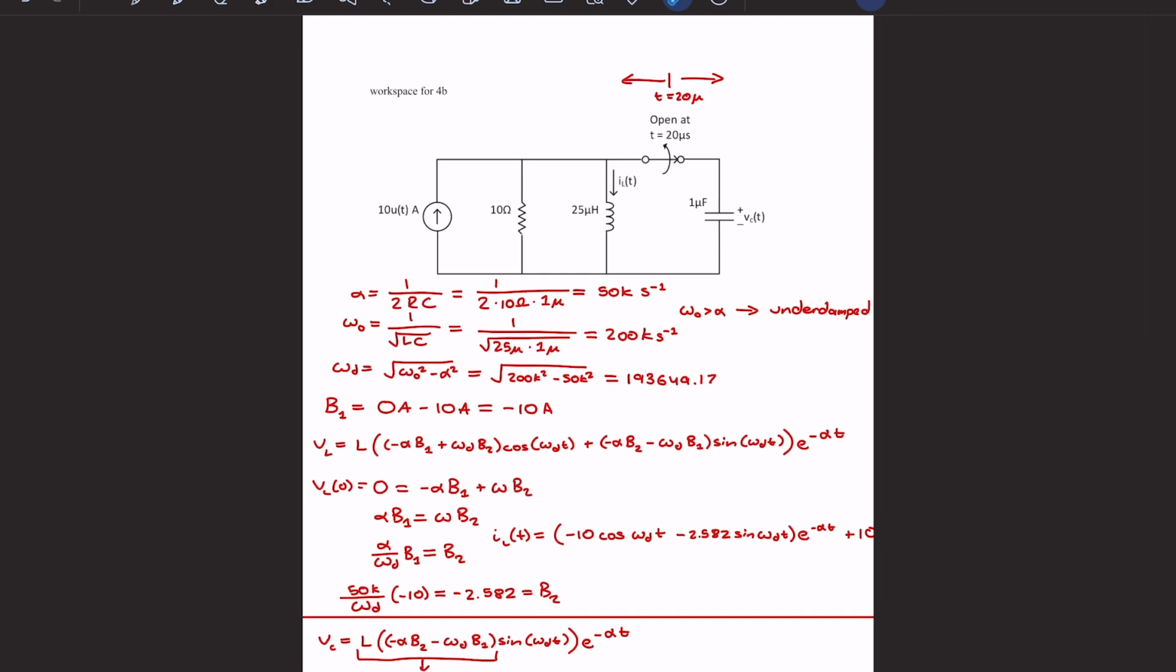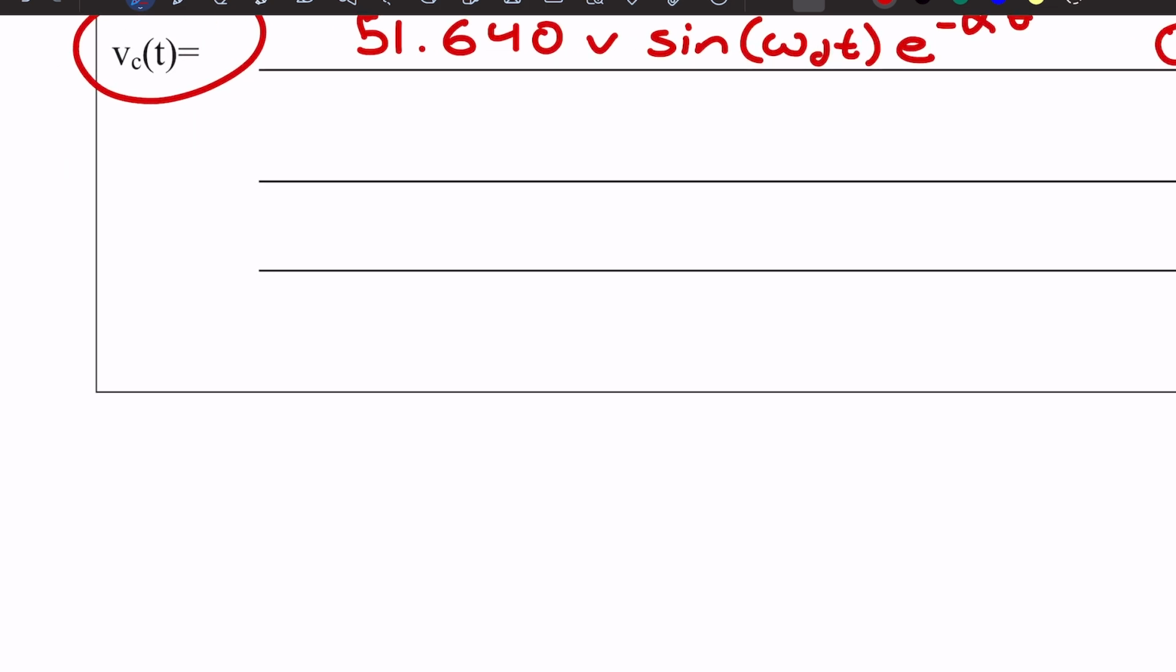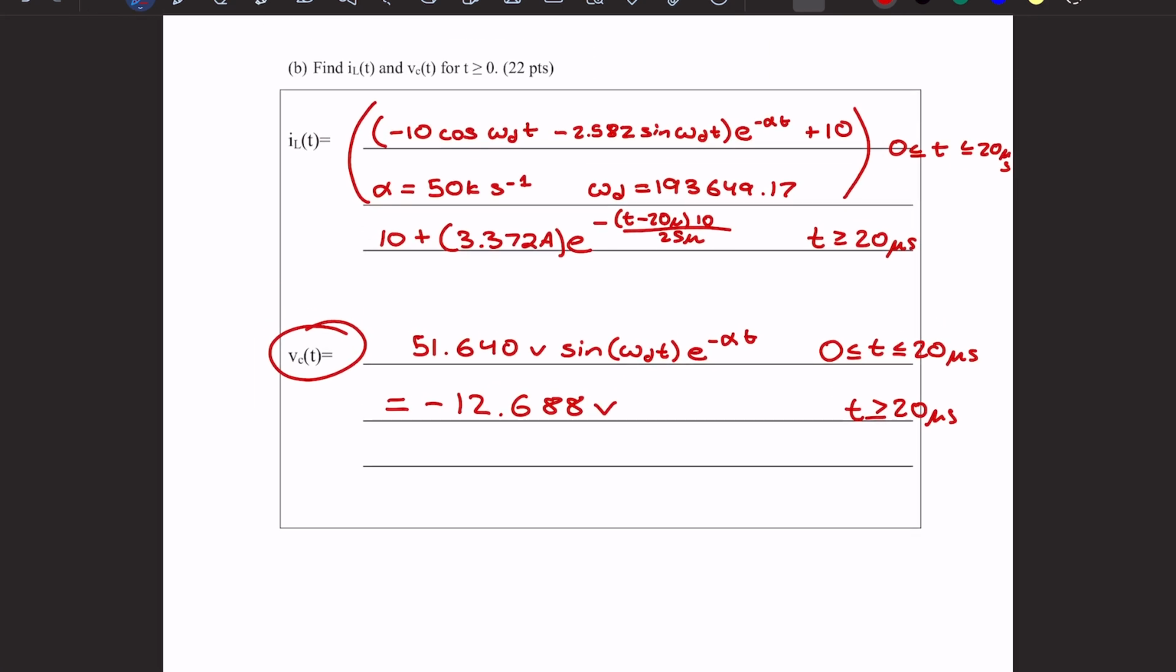So what we can do is plug in the numbers, and I'm not going to do it again because, you know, you have a calculator, you can do it on your own. But the answer to that would be negative 12.688 volts. All right, and yeah, that's our answer.